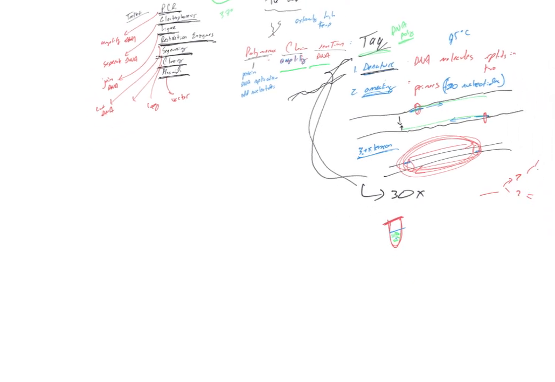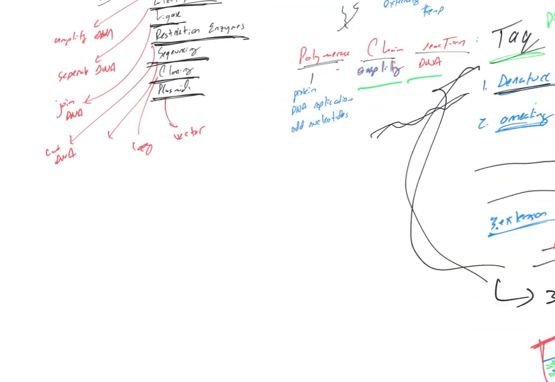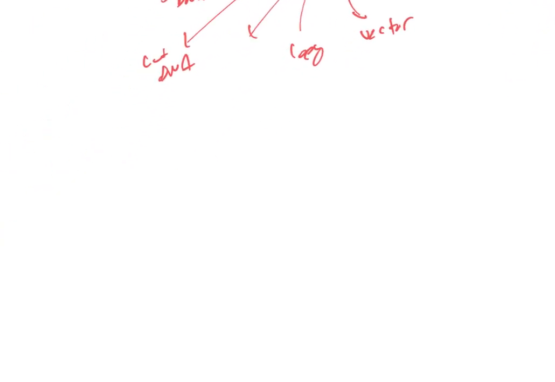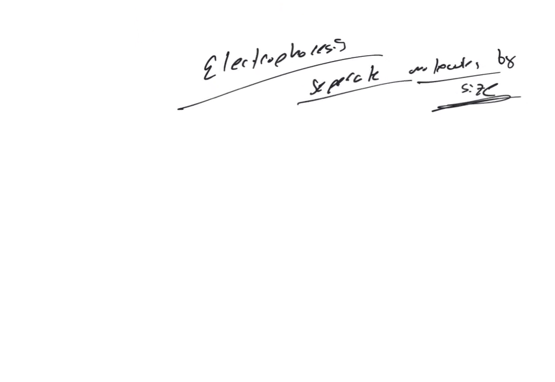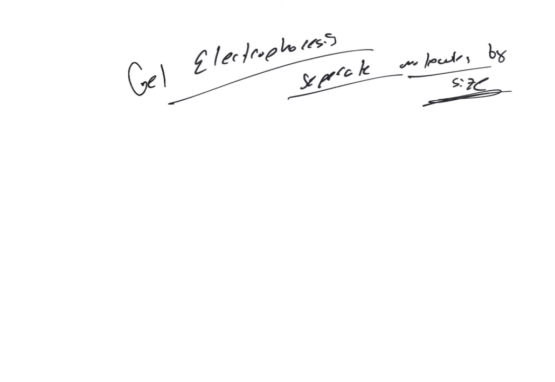So our next one is what? Oh, electrophoresis. Okay. This takes explanation too. Now, electrophoresis is basically a way to separate molecules. Okay? Separate molecules by size. Okay? So we're going to focus on gel electrophoresis.